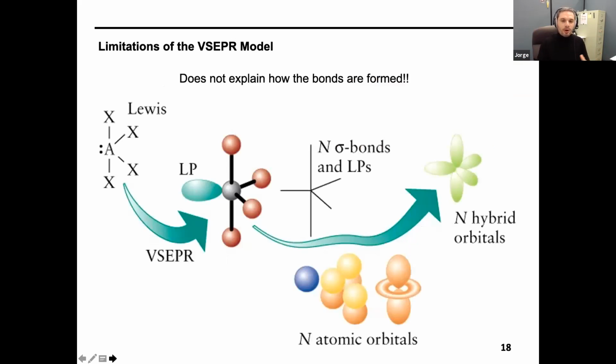Okay, so the VSEPR model is very useful and very good to explain molecular geometry. However, it does not explain how the bonds are formed. So we started with the Lewis model that shows you how electrons are shared. The VSEPR model will tell you the configuration in space of the molecule. And then with the valence bond theory and the molecular orbital theory, we can figure out what are the atomic orbitals involved to make the chemical bonds and determine the hybrid orbitals or the kind of bond being made.